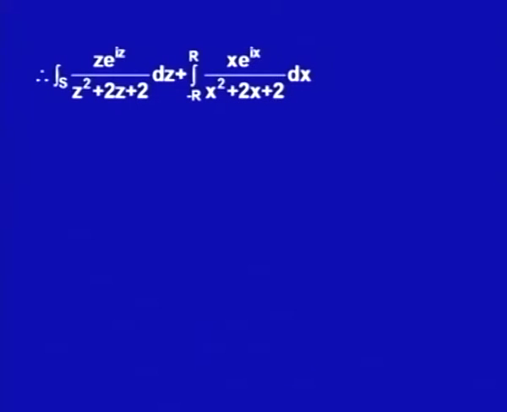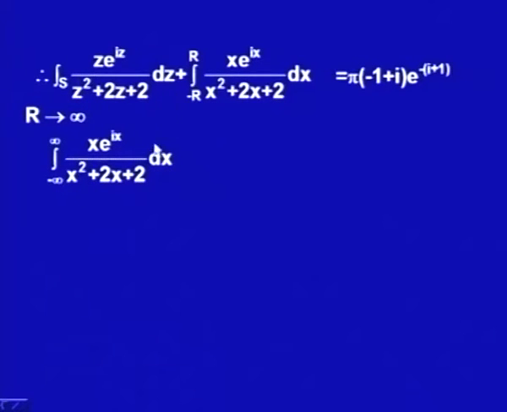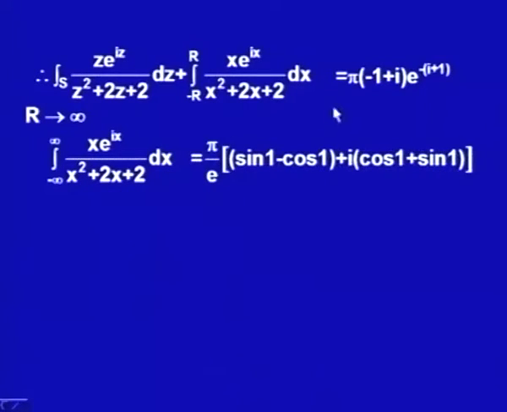Now, what we have obtained is the integral along the semicircle S of the function z e to the power i z upon z square plus 2 z plus 2, plus the integral along the real line from minus r to plus r of x e to the power i x upon x square plus 2 x plus 2 dx. By the first result, this is pi times minus 1 plus i into e to the power minus 1 plus i. Now take the limit as r approaches infinity; just now we had shown that this integral would approach 0. And this integral would be the principal value, or rather you could say it approaches the integral from minus infinity to plus infinity of x e to the power i x upon x square plus 2 x plus 2 dx. This is the right hand side.